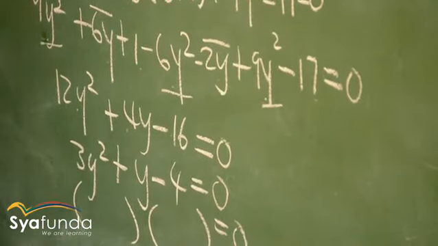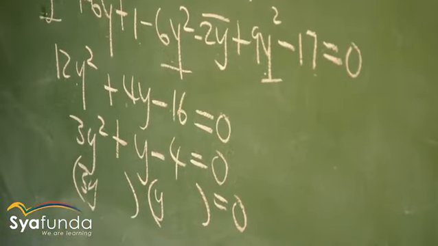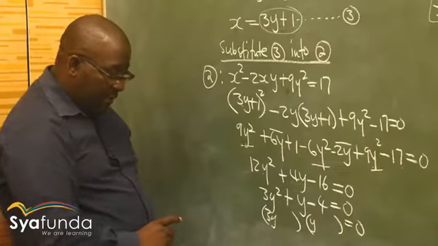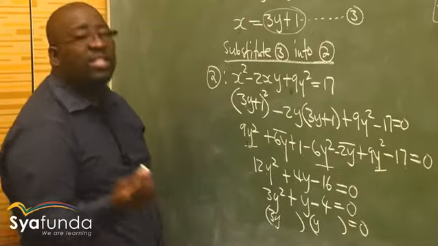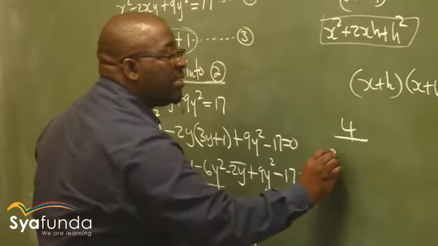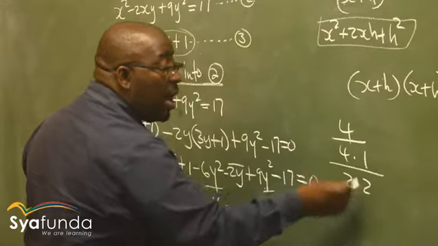Equal to 0. Factors of 3y squared are 3y and y. All right, let's look for factors of 4 that will give us 1. We use a trial and error method. I know that the factors of 4 are 4 times 1, or 2 times 2. If these do not work, I will use the other one.